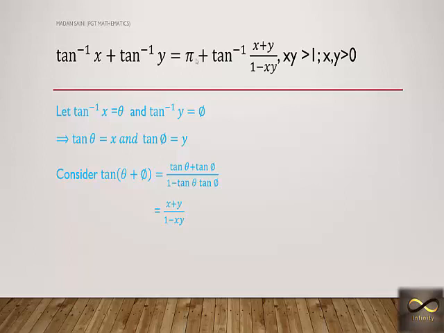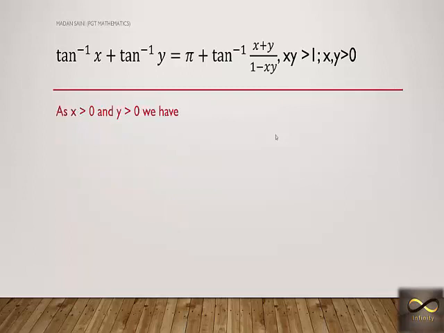Now let us discuss these conditions, why they are given, what is the importance of these conditions. So as we all know, x and y both are greater than 0. This will give us tan theta is greater than 0 and tan phi greater than 0, as x is equal to tan theta and y is equal to tan phi. Now we know from the graphs we saw, as I told in my previous video, for the inverse to exist we restricted the domain: from minus pi by 2 to pi by 2, and for greater than zero, it will be only 0 to pi by 2.